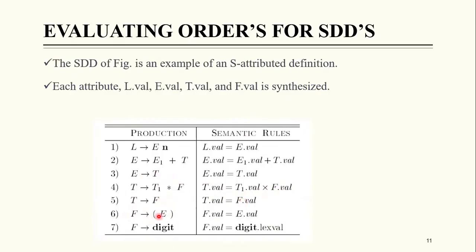Next, the sixth production, F derives ( E ). Its equivalent semantic rule is F.val equals E.val. And the last production, F derives digit. Its equivalent semantic rule is F.val equals digit.lexval.